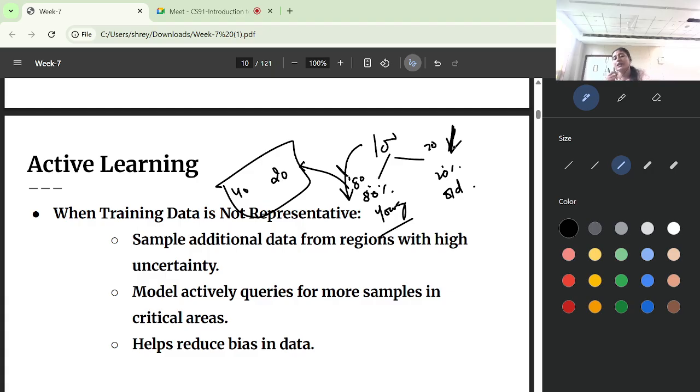It can also help to reduce bias in the data, because if 80% is young, obviously the model is biased toward this side. So if we are able to give more preference to the 20% side, because traditionally the model will give more preference to the young side, some strategy can be put forward that prefers the 20% side in place of the 80% side. So this is called active learning.